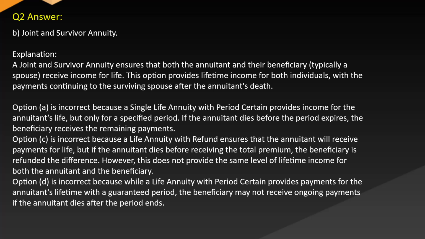Option A is incorrect because a single life annuity with period certain provides income for the annuitant's life, but only for a specified period. If the annuitant dies before the period expires, the beneficiary receives the remaining payments.